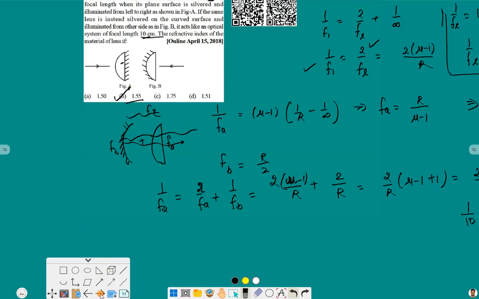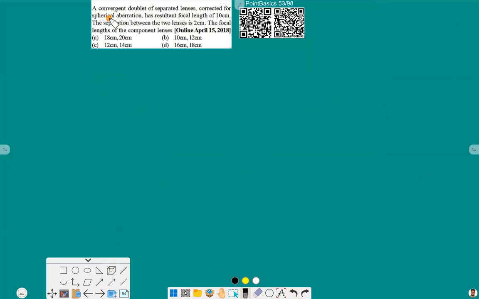So let us move ahead. Now a convergent doublet of separated lenses corrected for spherical aberration has a resultant focal length of 10 cm. The separation between the two lenses is 2 cm. The focal length of the component lenses? Now for this combined system, we can write that 1 by f is equal to 1 by f1 plus 1 by f2 minus d by f1 f2.